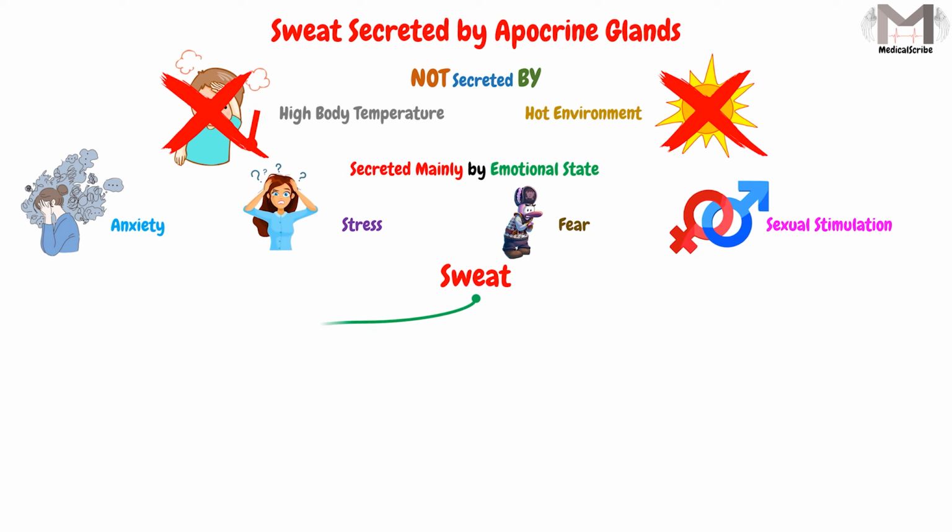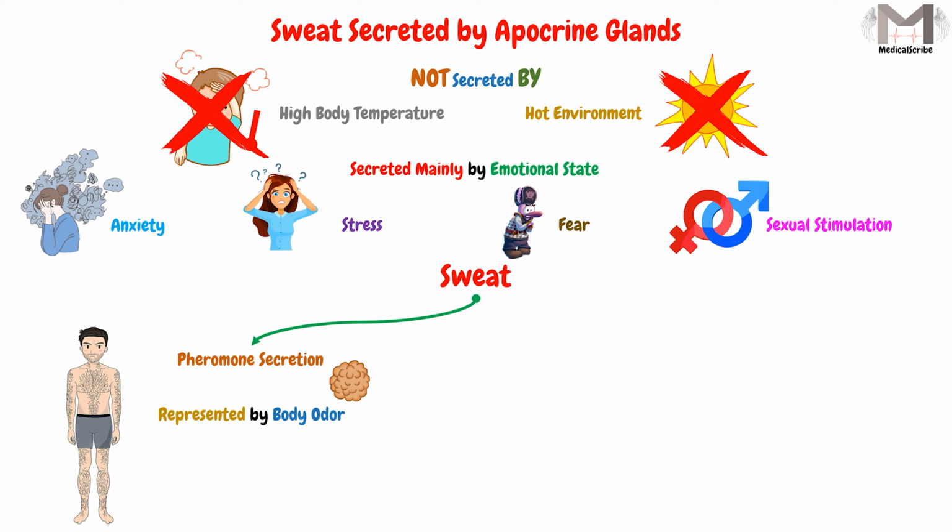The first one is the pheromone secretion, which is represented by the body odor that may influence social and sexual attraction. The second function is that the sweat has lubricating materials that decrease the friction that harms the skin.